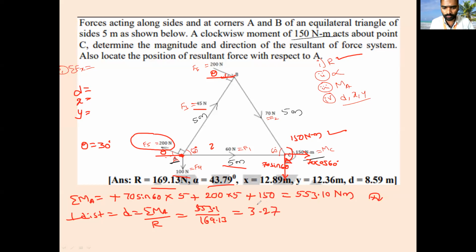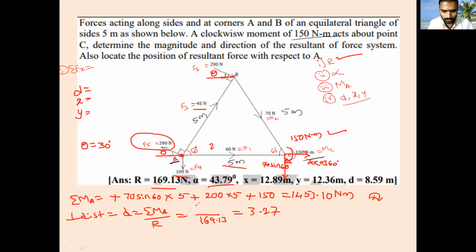3.27. Here you have made a mistake. See, 200 into 5 itself is 1000. Then how will it be 553? It is 1,453.1 Newton meter. This is the amount. Then here it is changing.